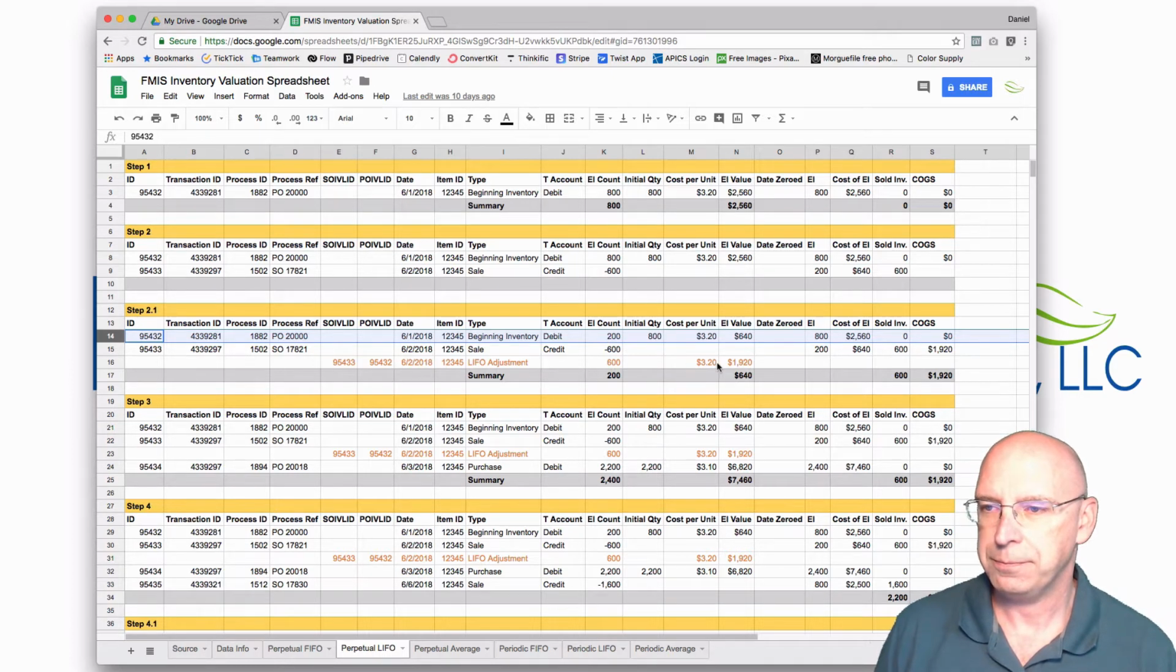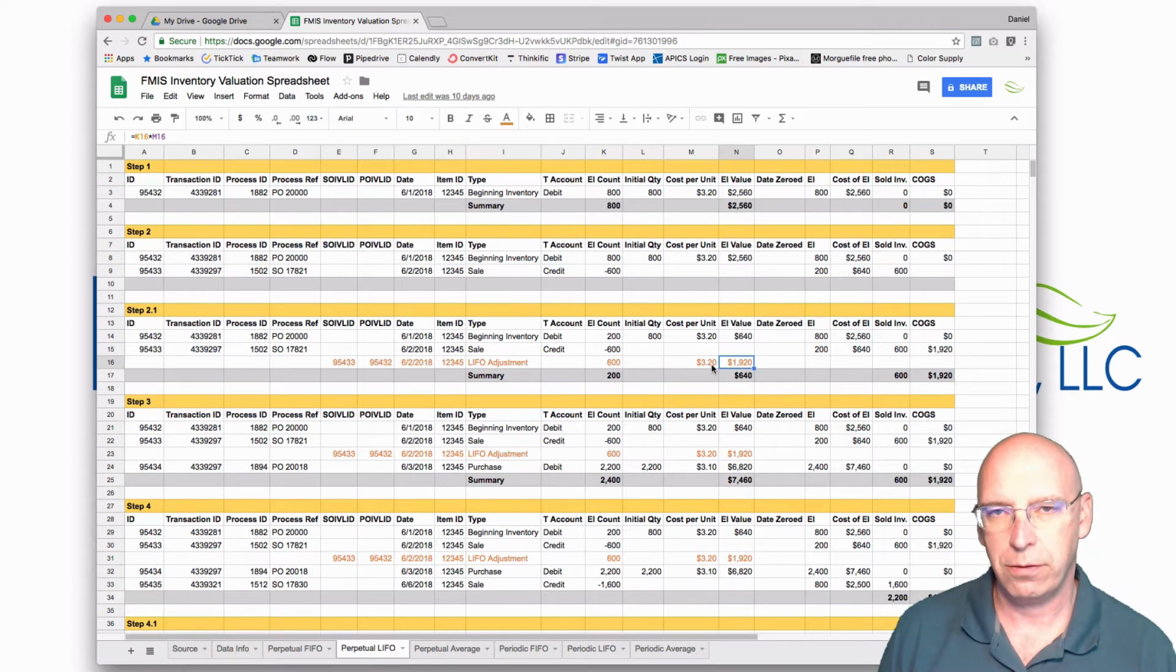So then our sold units is 600, and our cost of goods sold is the 600 multiplied by 3.20, which is 1,920. We have an ending inventory of 200 units, and the cost of our ending inventory is $640. You can see that right here as well.